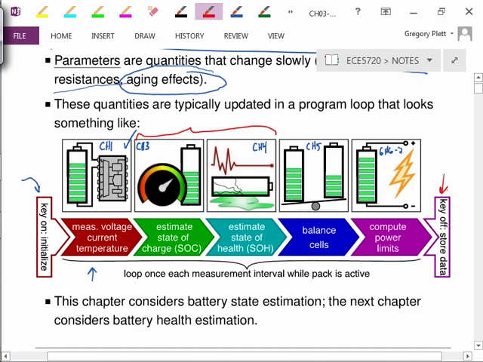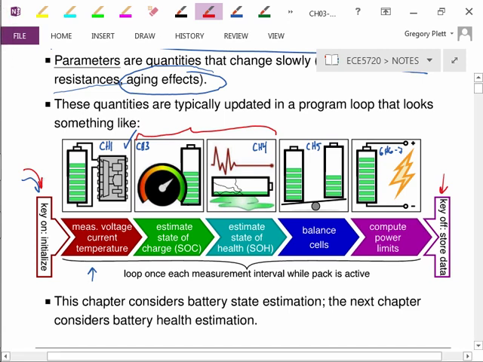And usually we'll want to be able to store some information from what we have learned while the battery pack was operating. For example, the state of charge changed, so I might want to store that in a memory location. So next time I turn on the battery pack and initialize, I can pick up where I left off with that previous state of charge.